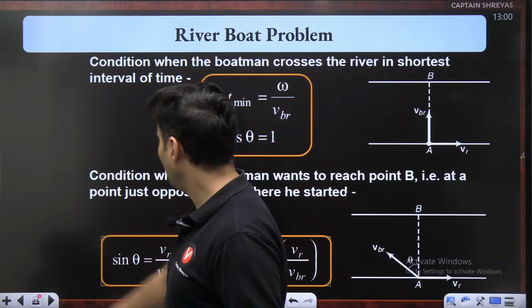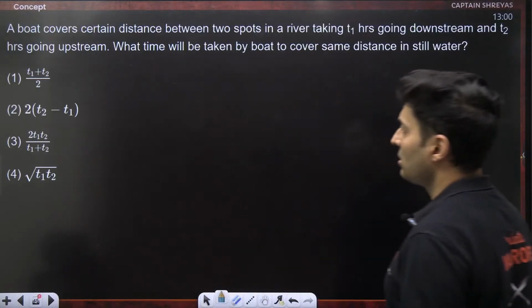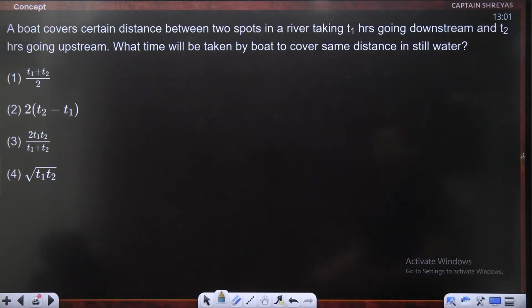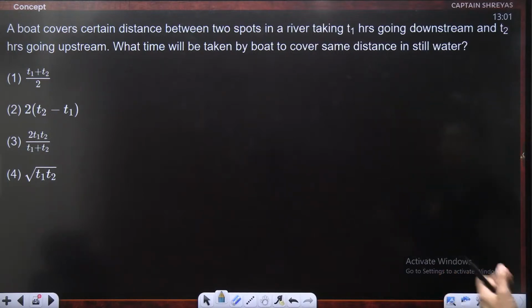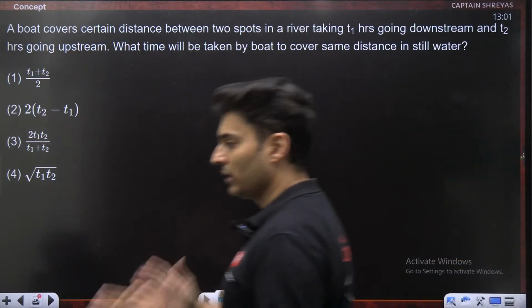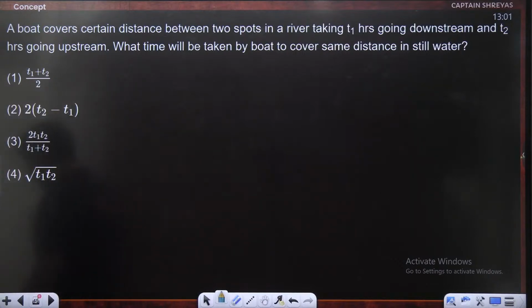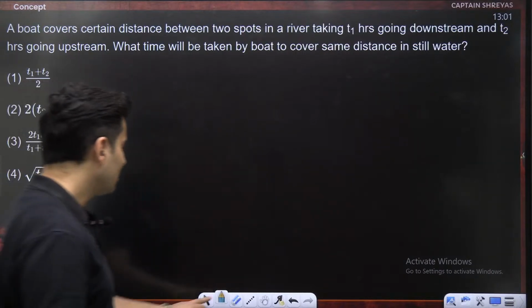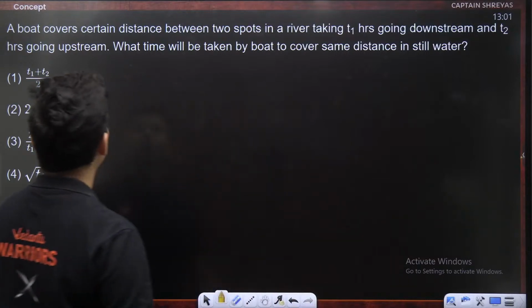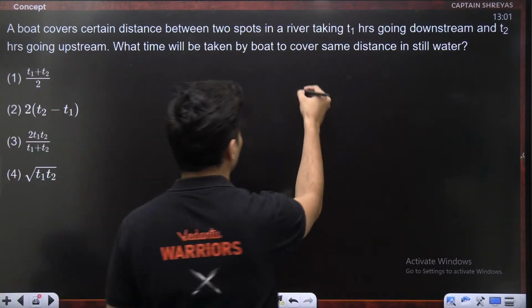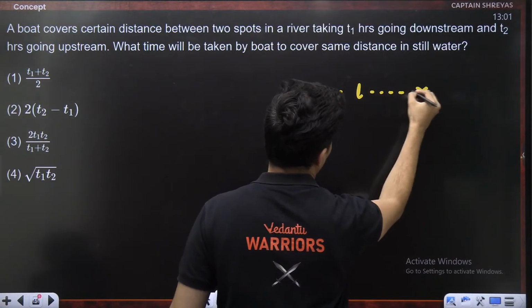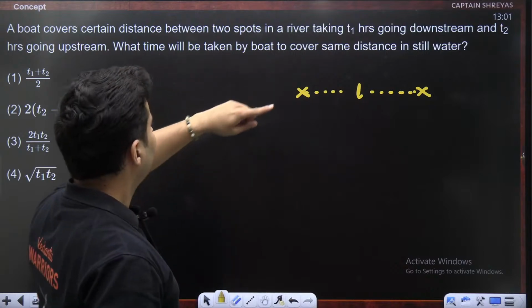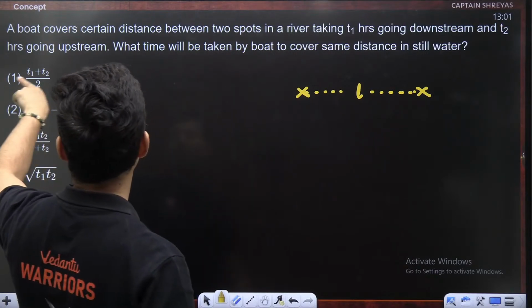Let's have a look at some questions. A boat covers a certain distance between two spots in a river taking T1 hours going downstream and T2 hours going upstream. What time will it be taken by the boat to cover the same distance in still water? Upstream and downstream. This is not even a 2D question. This is a 1D question. So let's have a look at it. A boat covers a certain distance between two spots of a river. These are the two spots of the river. Let's say the distance is L. It takes time T1 going downstream and T2 going upstream.